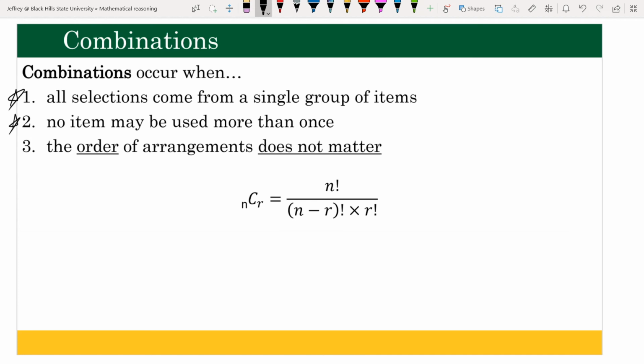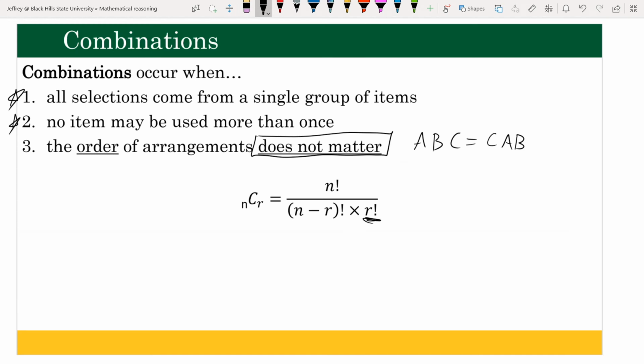The thing that makes this different is that the order does not matter. So we would treat ABC as the same thing as CAB. So in this formula, we're basically having to divide by an extra r factorial.